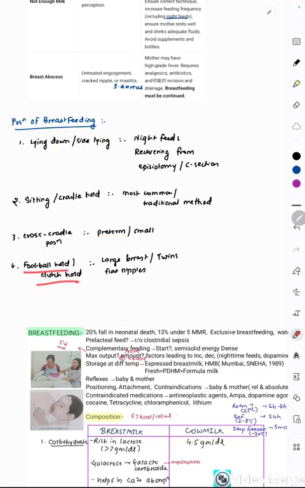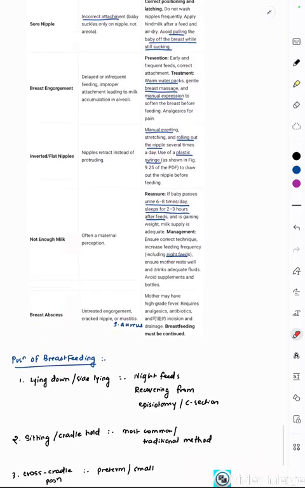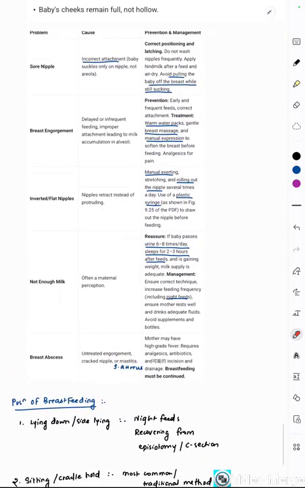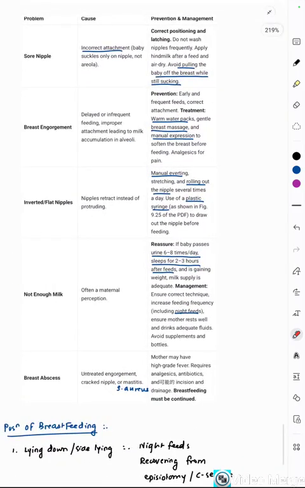Football hold position or clutch hold position is done in twin pregnancies, or where the mother's breast is large or has flat nipples. Then there are certain problems which are seen during breastfeeding. The first and most common is the sore nipple.